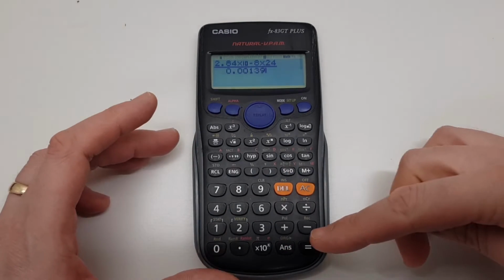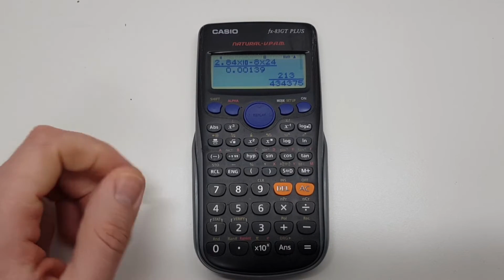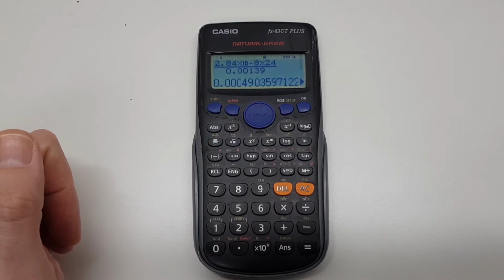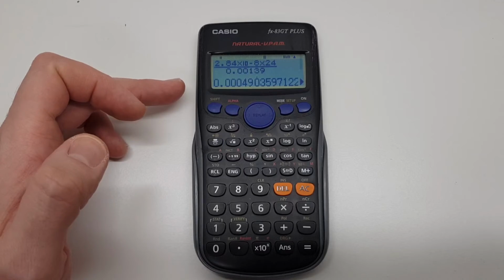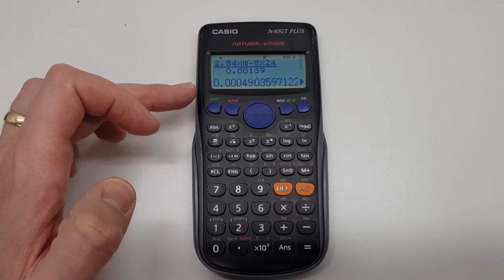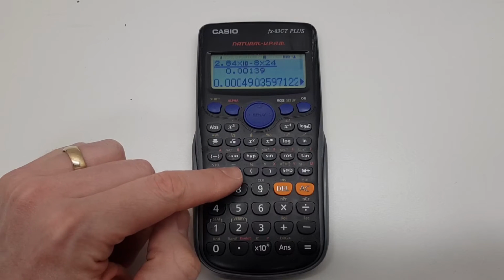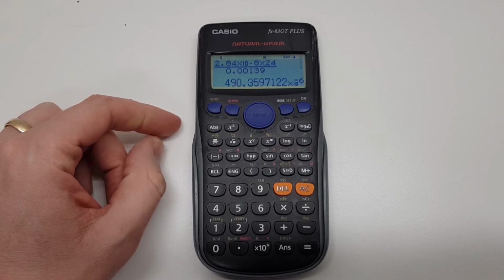0.00139. And then we hit equals, and we get this for an answer. Okay, so we've got a rather ugly fraction there, so we'll change it by pressing the SD button, so we'll turn that into a decimal number. However, again, it's a slightly unpleasant number to be using, really. I don't think that means very much to many people. So if we press the Eng button here, it automatically puts it into engineering notation for us.